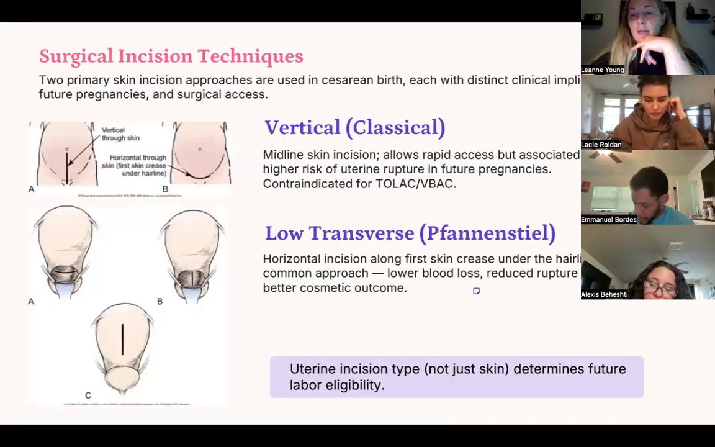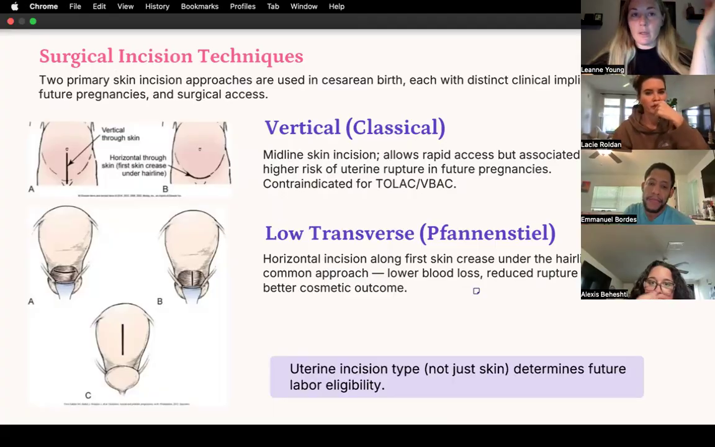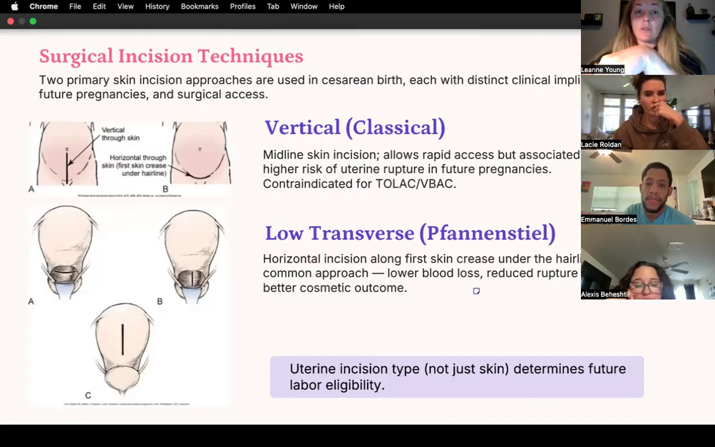Surgical incision techniques. This is very important to understand with a C-section. So there's two primary skin incision approaches that are used for a C-section. They're each performed for specific clinical indications with respect to healing, future pregnancies, and surgical access. So a vertical or a classical incision, we do not see this very often, all right?